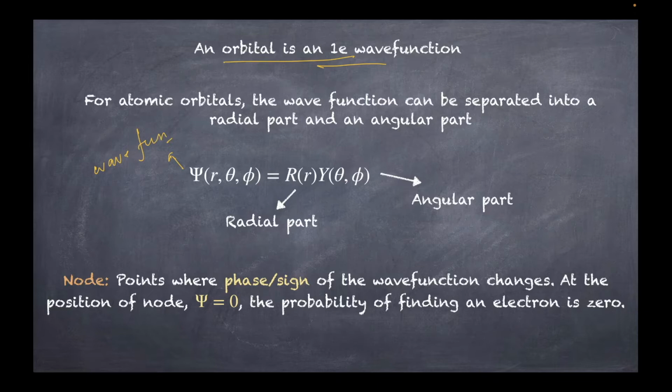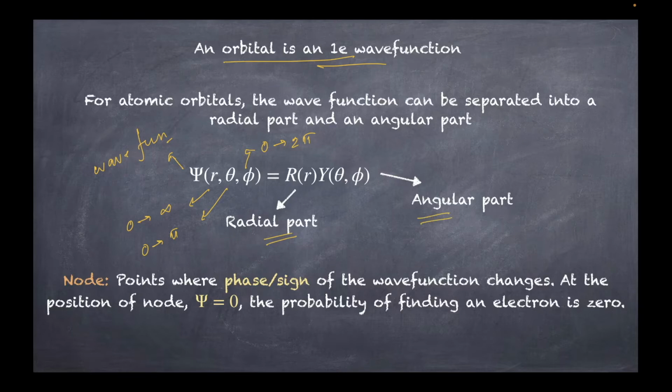Now in three-dimensional polar coordinates, this Psi is a function of r, theta and phi. r varies from 0 to infinity, theta varies from 0 to pi, and phi varies from 0 to 2 pi. Now this Psi can be separated into a radial part and an angular part. Here R as a function of r is the radial part, and capital Y as a function of theta and phi is the angular part.